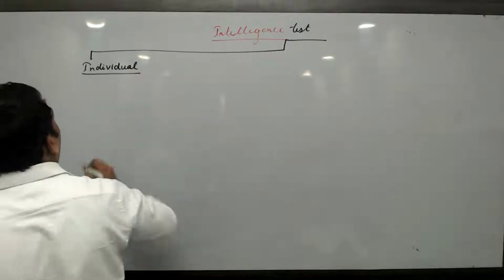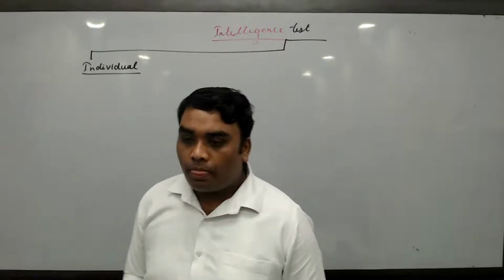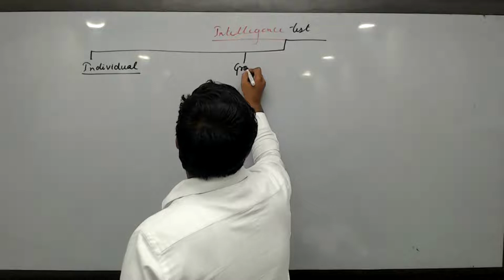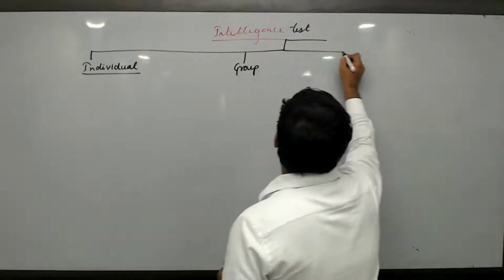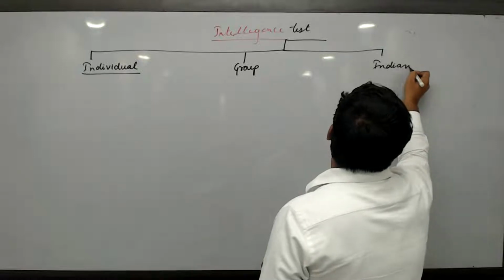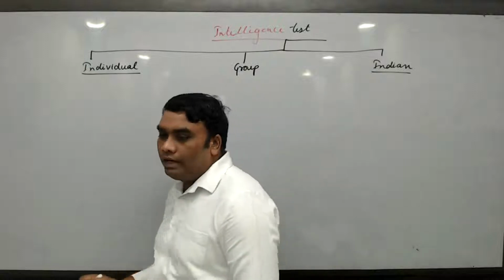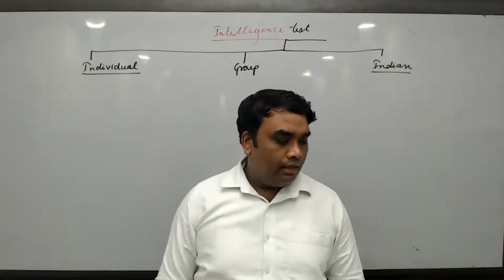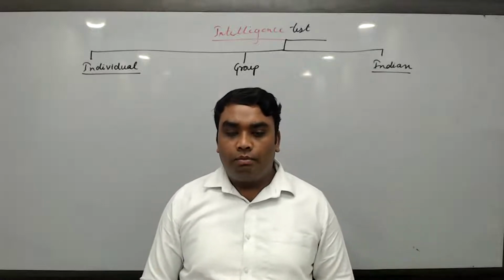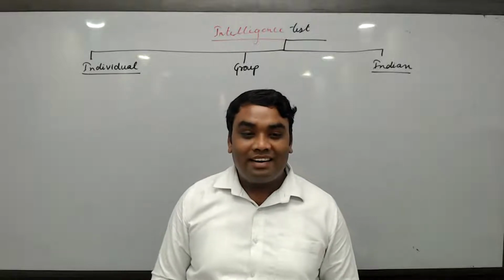Individual test. So there is the individual test. Getting my points? Other is the test which we conduct as a group test. Other is the Indian test. So here three groups of intelligence tests are given. One is individual, other is group, as well as the third. So mention it in your copy.